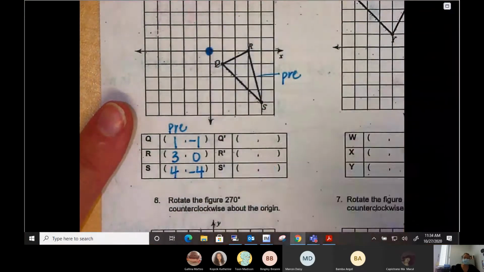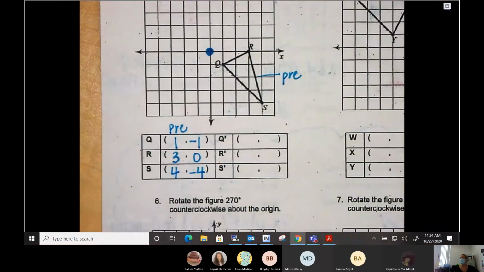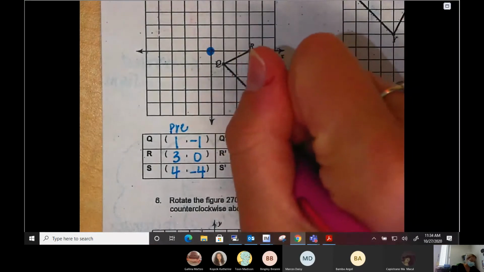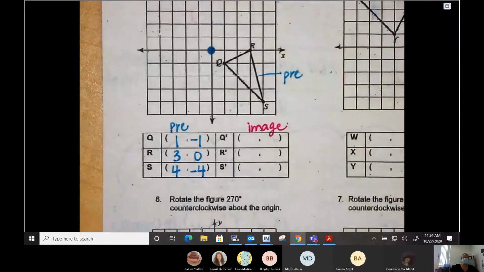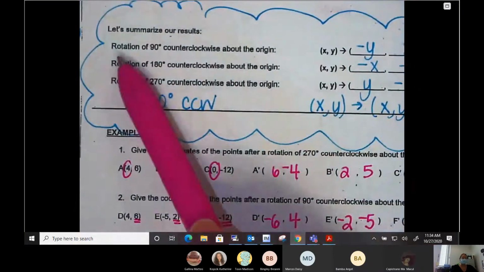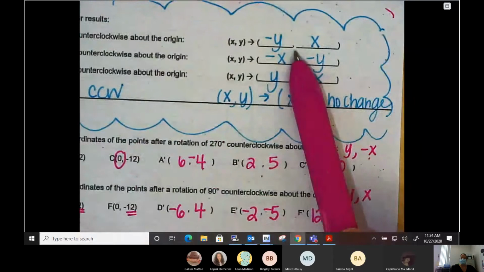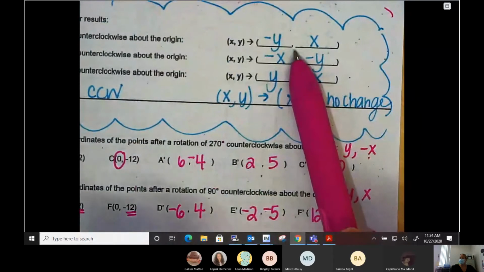4, negative 4. Okay, now, without graphing anything, I'm just going to do the coordinates first, and then I'll graph it when I'm done. I need to rotate my figure 90 degrees. So I'm going to flip back to my notes. If I rotate 90 degrees, the X and Y trade places, and the Y becomes negative.